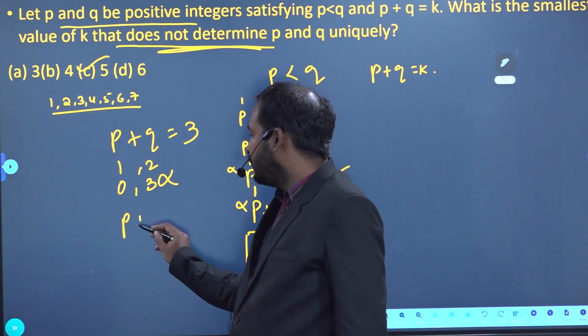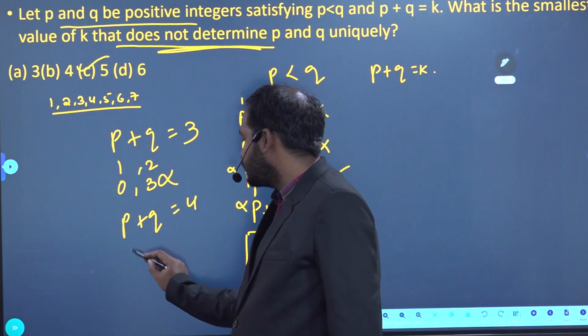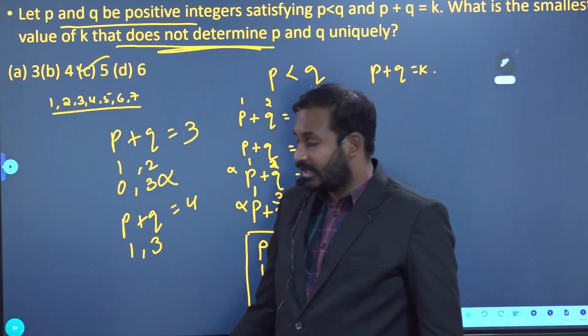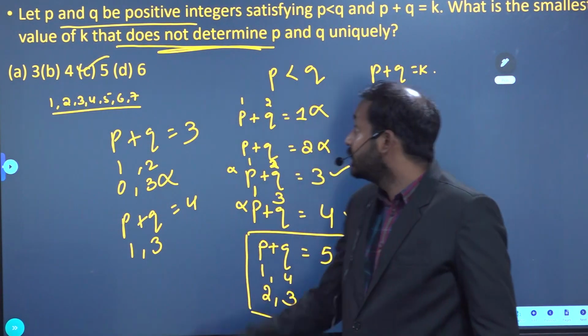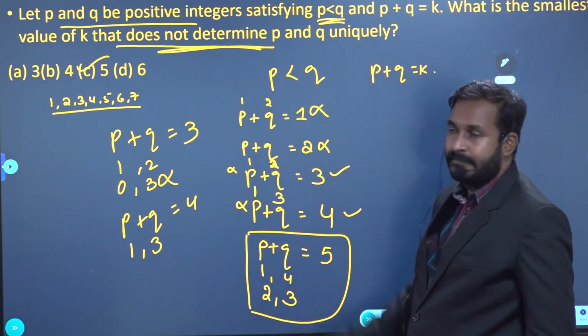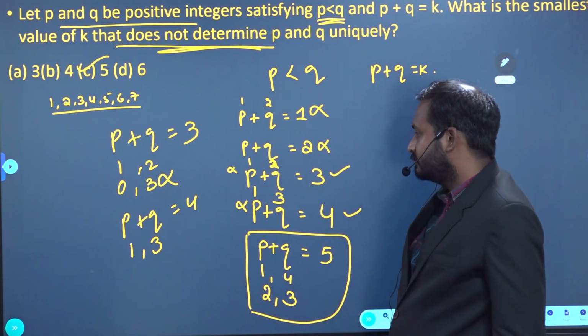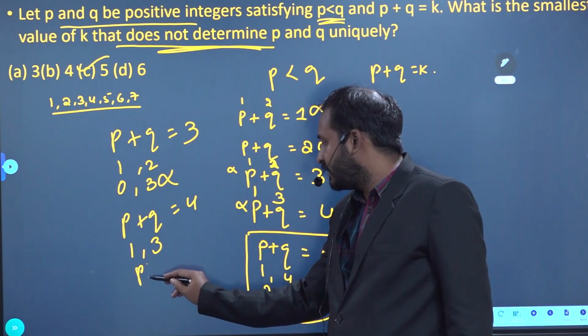Okay, next. p plus q, if I take 4, what are the only chances I can take? Only 1 and 3. I cannot take even 2 and 2. The reason is p value should be less than q. Only one chance.